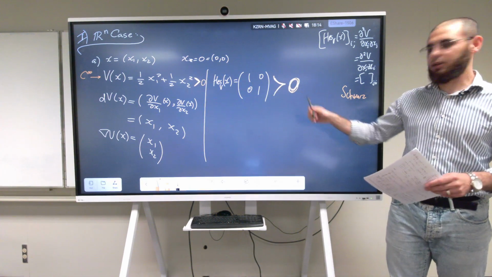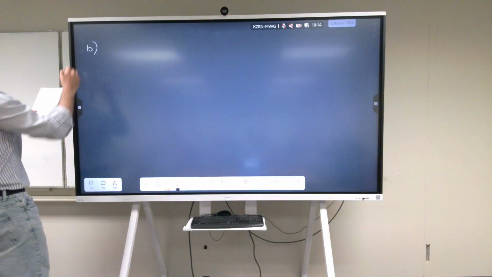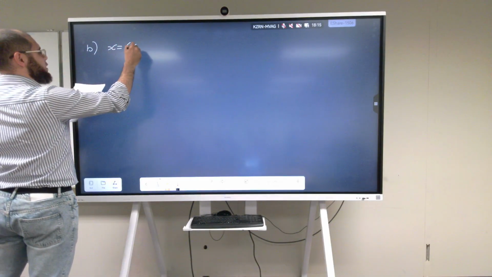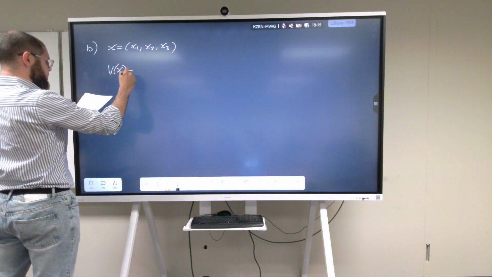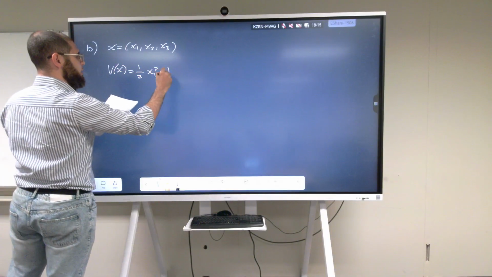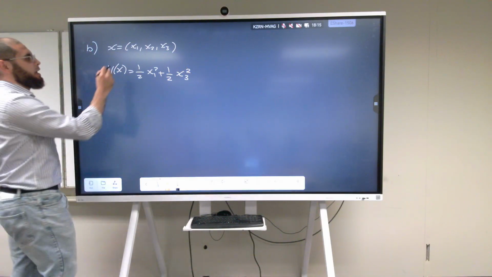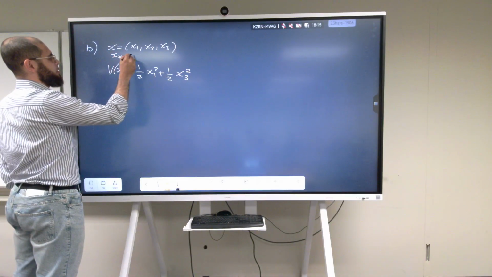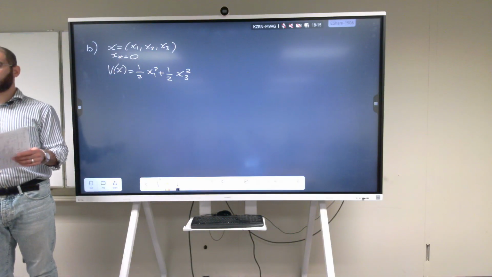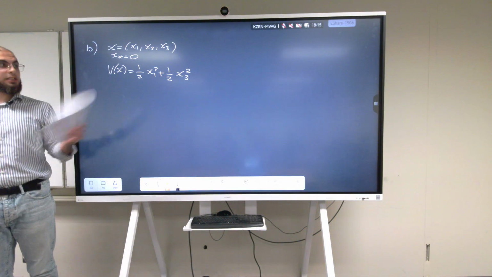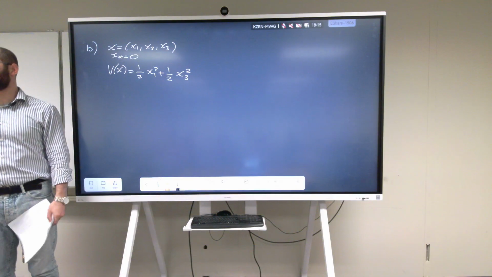Makes sense? Easy. Another example. So that's example 1. Example 2, or example B. The first part is that I'll give you x equal to x1, x2, and x3, and I give you a function V given by half x1 squared plus half x3 squared. The question is, again around the origin, is it positive definite? There is no x2. x2 is part of the state space, but it's not appearing in the function. So it's semi-definite.